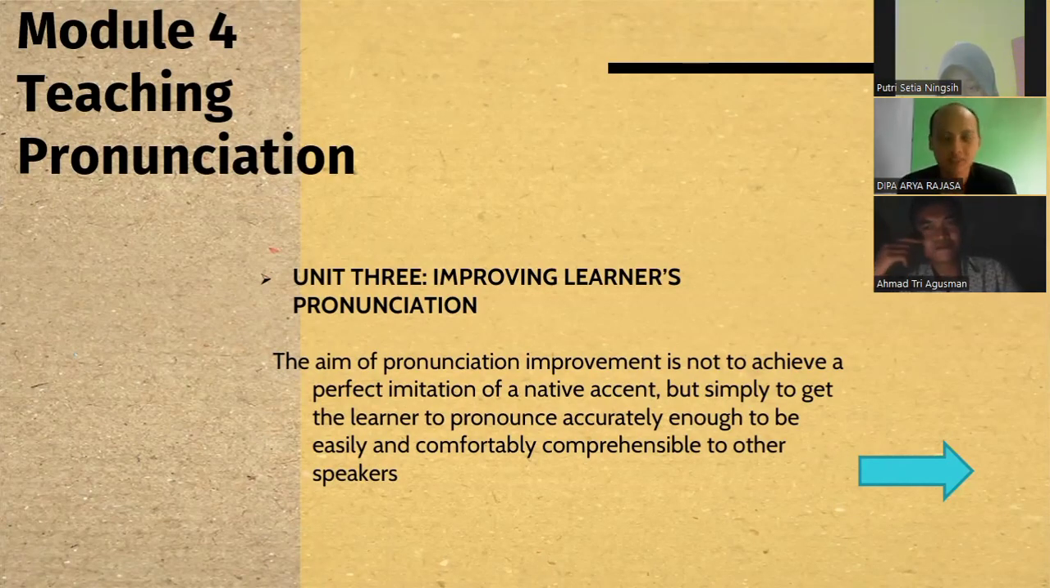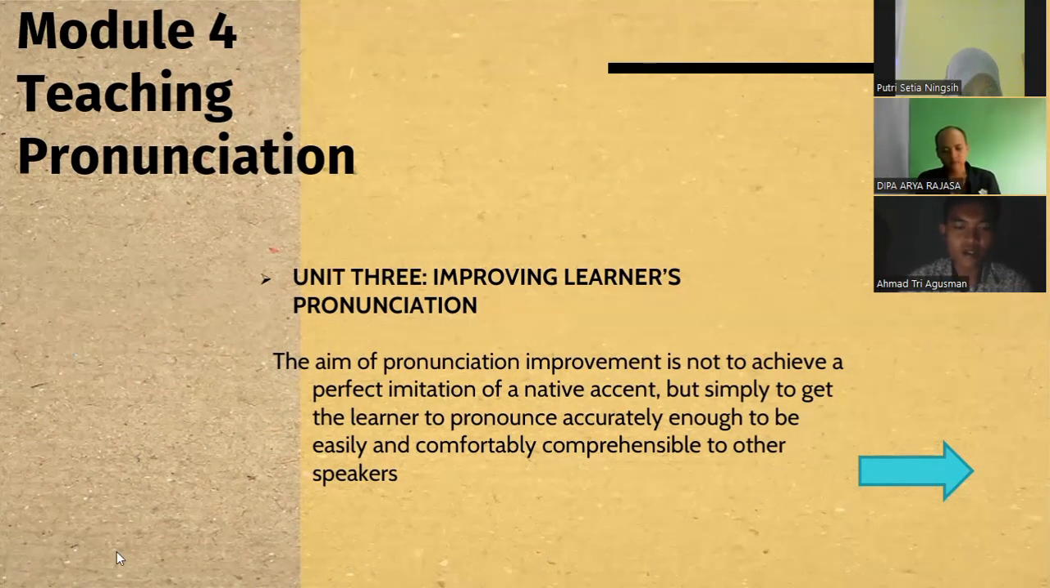So Unit 3 will be explained by Ahmad Agusman. So Ahmad Agusman, time is yours. The objective. The aim of pronunciation improvement is not to achieve a perfect imitation of a native accent, but simply to get a learner to pronounce accurately enough to be easily and comfortably comprehensible to other speakers.